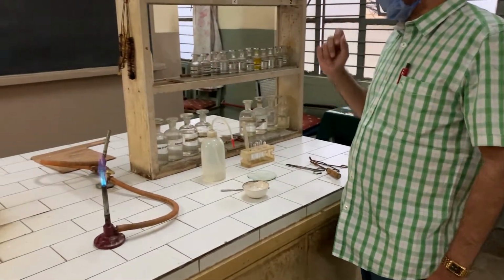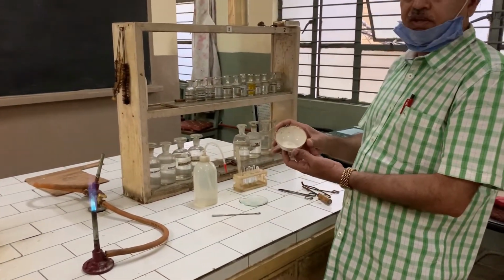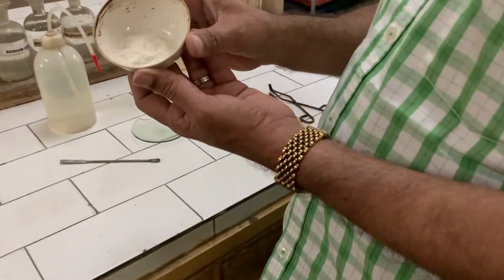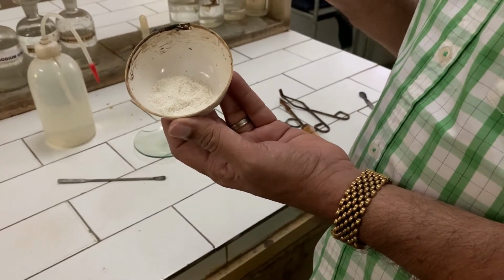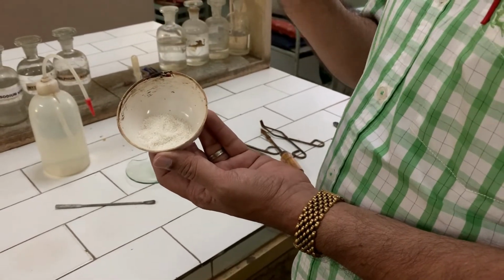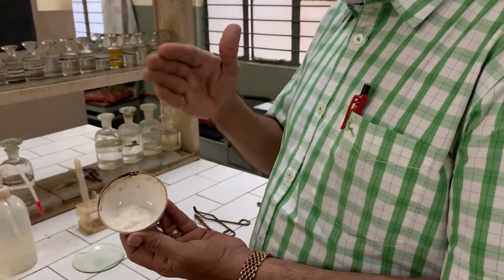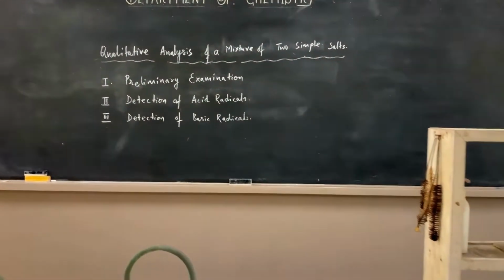First, preliminary examination. Under the preliminary examination, what we do normally is first see the color. If it is white, it means that it does not contain some of the colored cations, for example copper. If it is present, the mixture will be blue in color. If nickel is present, it will be green in color. Like that, you have some cations which give a color to the simple salt. That is under preliminary examination.